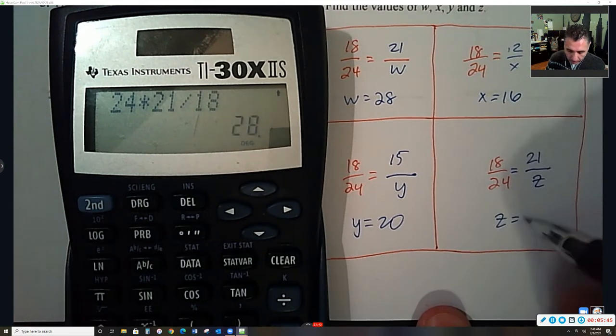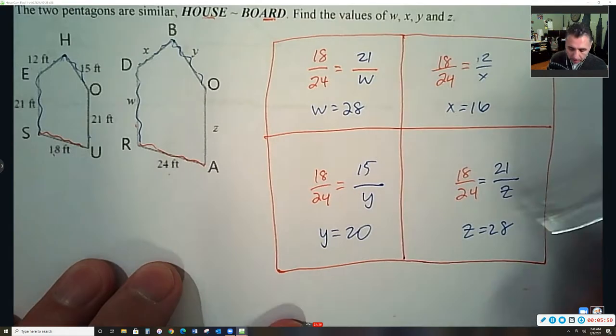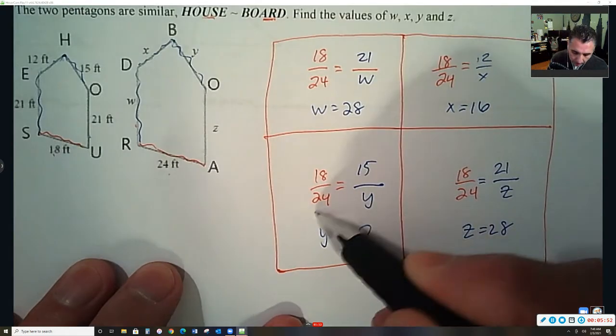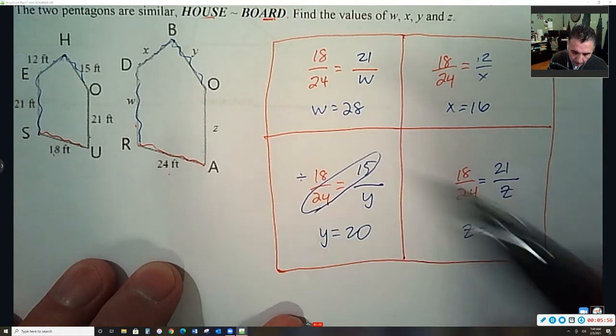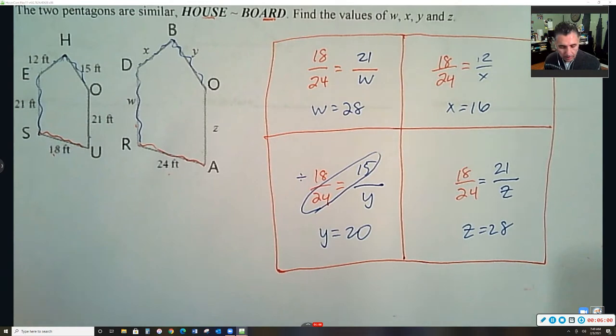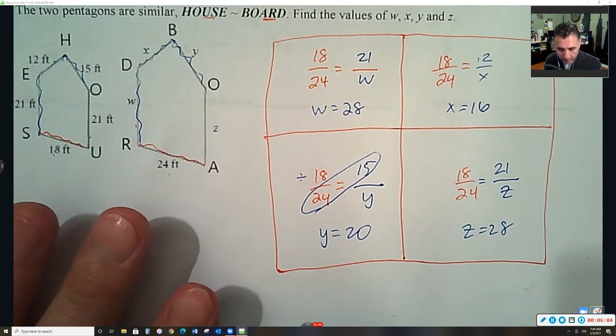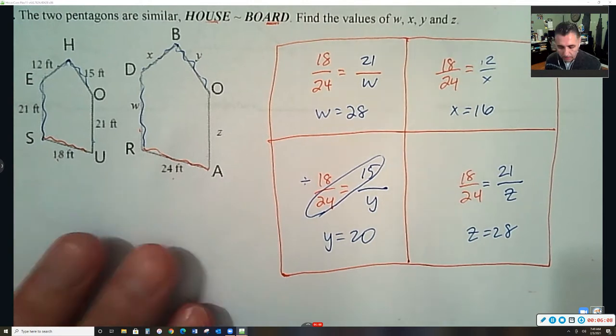So z is 28. And remember that shortcut, the shortcut that I've been doing, I don't know if you visually saw it, is you multiply the two numbers that are across from each other like this and divide by that third number. Okay. So that's number 3, and there's only 2 other ones on here. So pause it if you need to look at this, or rewind it if you need to.